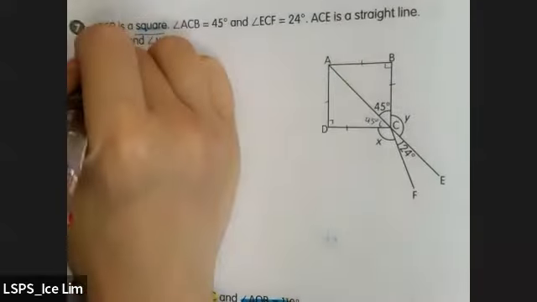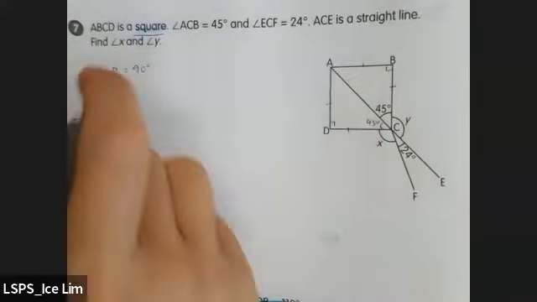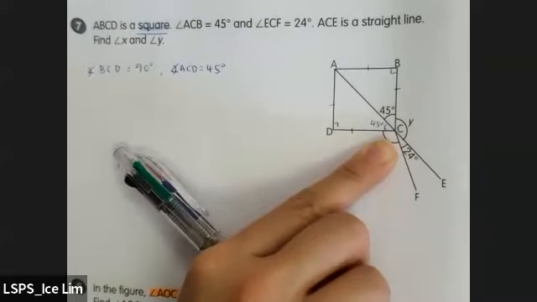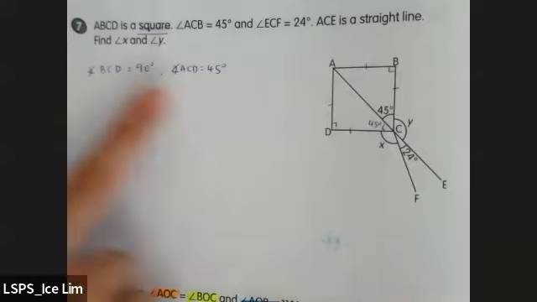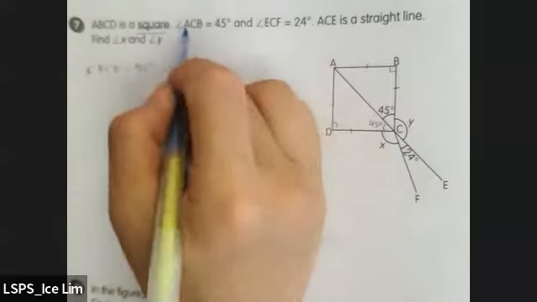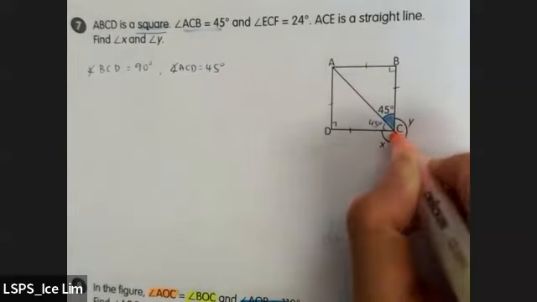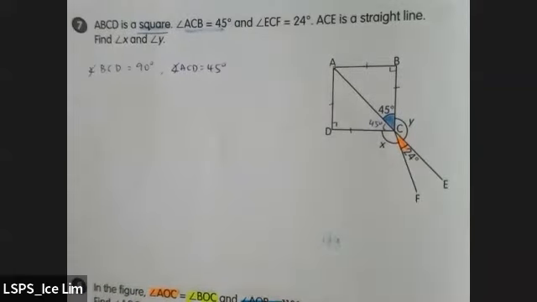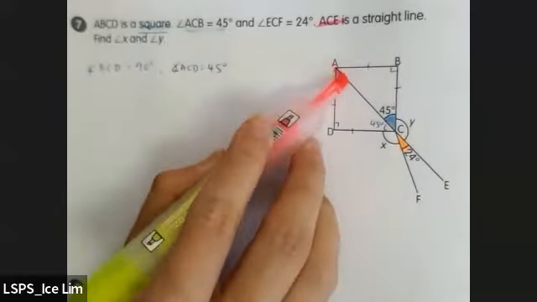Because it's a square, angle BCD will be a right angle. So angle ACD equals 45 degrees because it's sharing that right angle. With that labeled already, I see ACB is given as 45 degrees, which is the one I was talking about. Then I have ECF, that is 24, here. And there's only one straight line mentioned, ACE. Anything else is not a straight line.